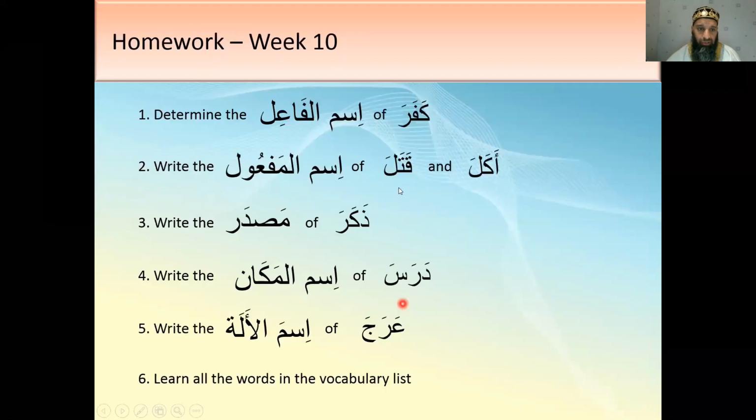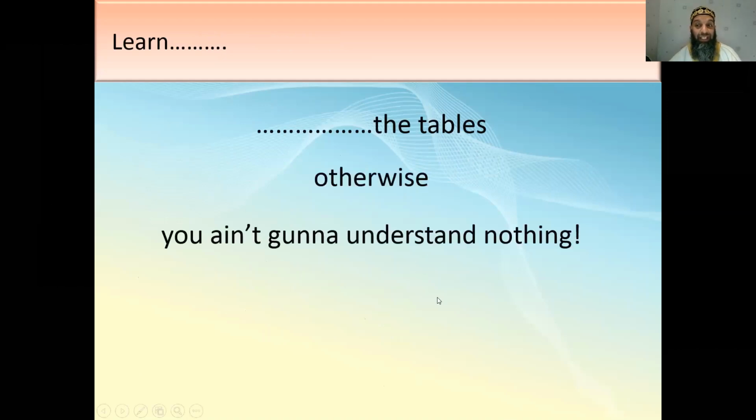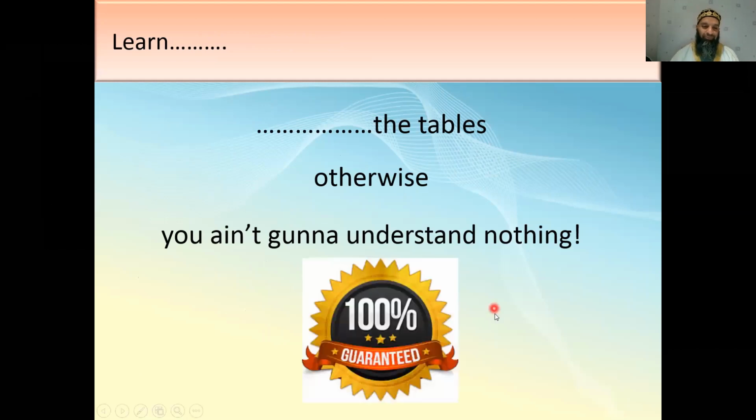Just before we finish, this is the homework, I'm not letting you off. Determine the ism fa'il of kafara. It's all in your notes, and it's quite easy homework, I think. It shouldn't take too long. This is just a reminder now: learn the tables. I don't know if this is in your books, but otherwise you're not going to understand anything. I know it's too negative, but people just say it like that. 100% guaranteed, if you don't learn your tables, you're going to struggle.